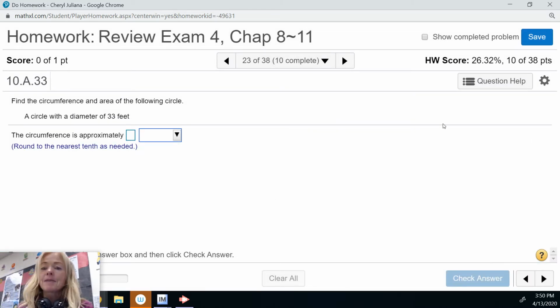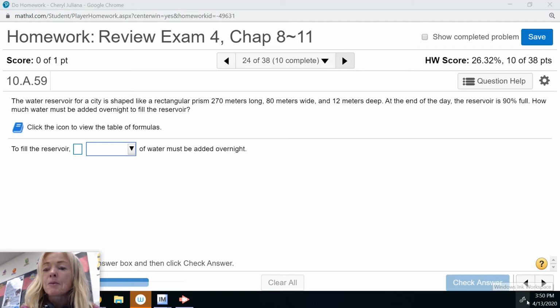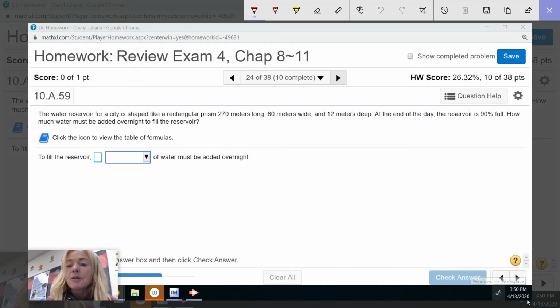24. It says the water reservoir for a city is shaped like a rectangular prism, 270 meters long, 80 meters wide, and 12 meters deep. At the end of the day, the reservoir is 90% full. I'm going to draw this reservoir here. 90% full. How much water will be needed to be added overnight into the reservoir?